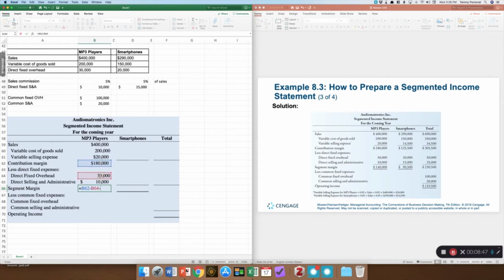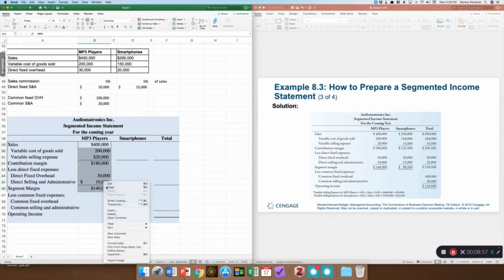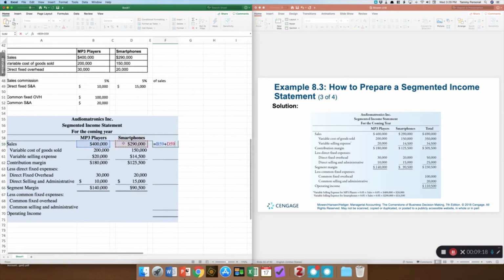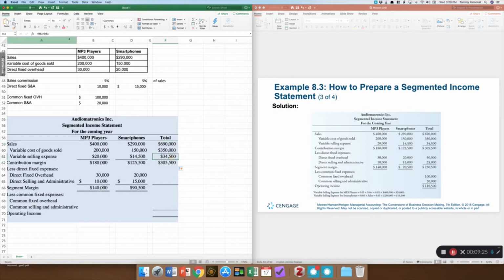So let's just go ahead and copy all this stuff over to the smartphone column, and that'll give us all those numbers, which, yep, those are right. And then for our total, we have to sum them all up, right? So it's that number plus that one, and copy that all the way down. Lost my formatting, that's always annoying, but we'll do it again.